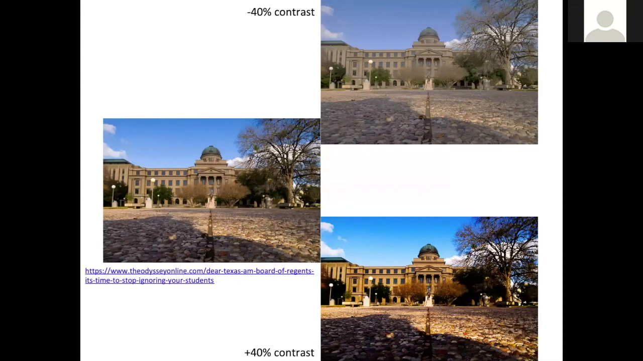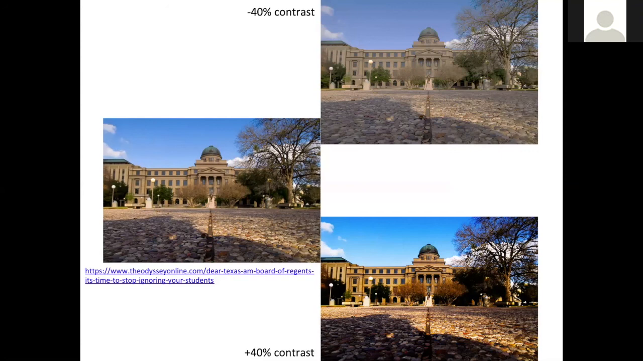Okay, we also talked about contrast. This is a photograph, the one in the middle. That's a photograph of the A&M campus. This is zero correction. I used PowerPoint to play with contrast. The one on the left is reduced by 40% contrast. The one down here is increased by 40% contrast. If there are features you want to highlight, you want to increase the contrast.